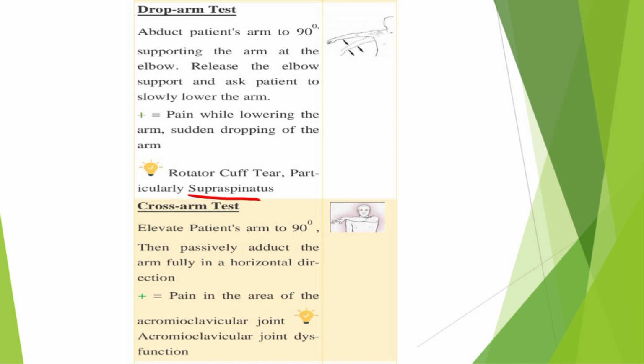the arm to 90 degrees, and when the shoulder or elbow support is removed by the physiotherapist, the patient cannot hold this movement and his arm goes downward. This is the drop arm test. As the name suggests, the patient's arm drops, with pain while lowering the arm, and from this test we can suggest supraspinatus tendinopathy or tendinosis.